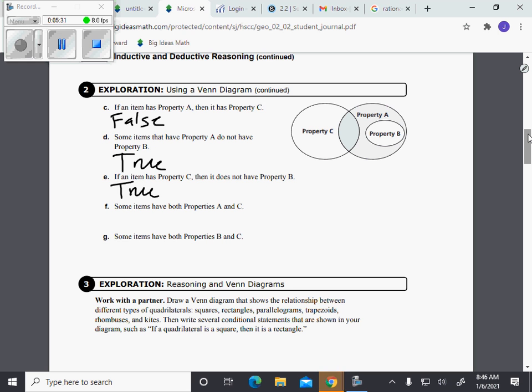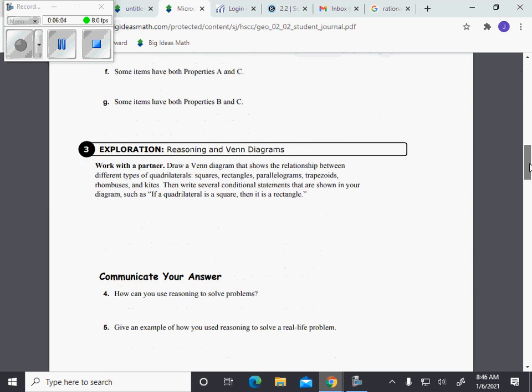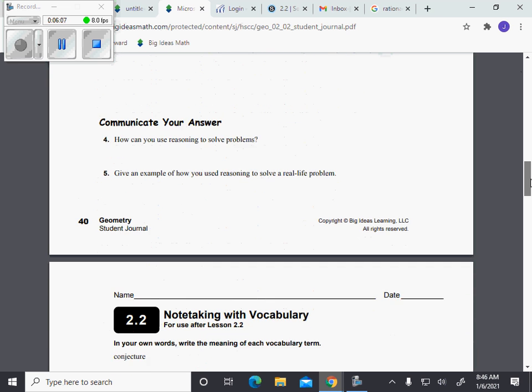F, some items have both properties A and C. Yeah, that's true, right? Right here. Some of them, not all, but some. So that is true. And some items have properties B and C. Is that true or false? That would be false. Right? Because all of C, or there's no B in C, so that is false. I'm not going to do the third exploration.